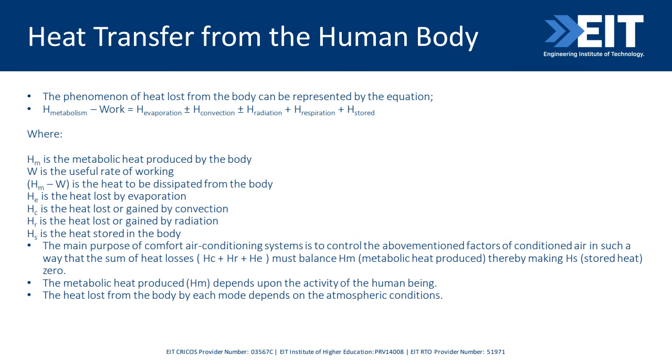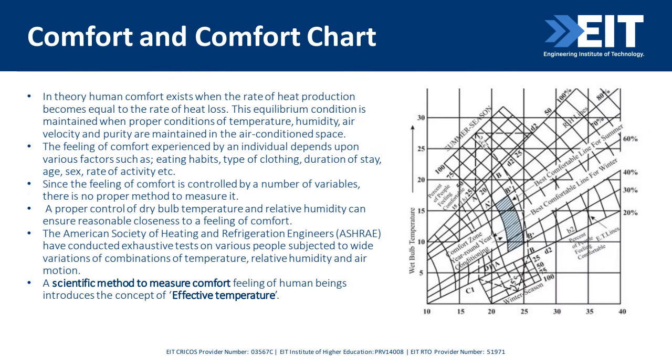Now, the metabolic heat depends on the activity of the human being. There are tables that give you figures in terms of the amount of work that the people are doing and how that impacts on the heat that they gain. Now, here's our psychrometric chart, which is an easy chart to use if you want to determine also the heat load.